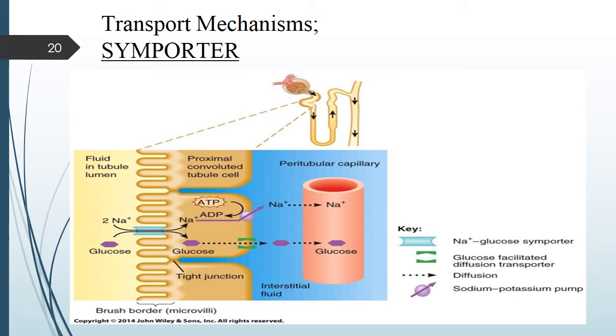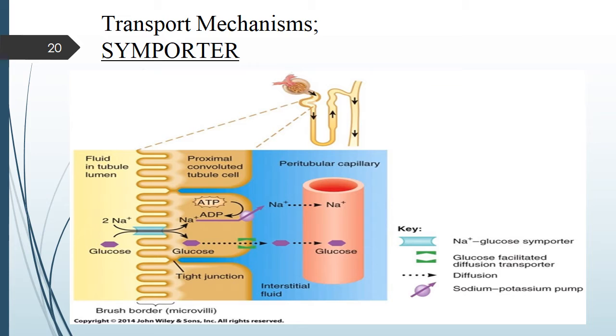The two sodium and a molecule of glucose attach to the symporter protein, which carries them to the tubule cells. That is, the two sodium and the glucose molecule enter the tubule cells, and the glucose molecule is reabsorbed into the peritubular capillaries through the facilitated diffusion transporter, and the sodium is reabsorbed into the peritubular capillary through the sodium potassium pump.